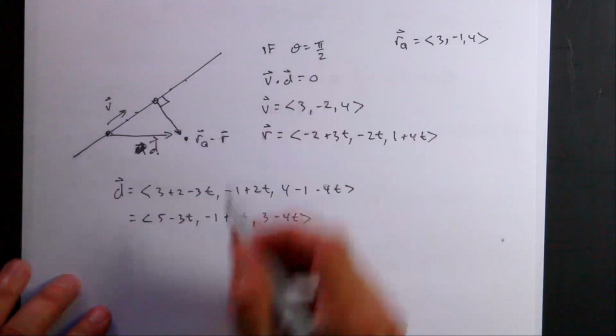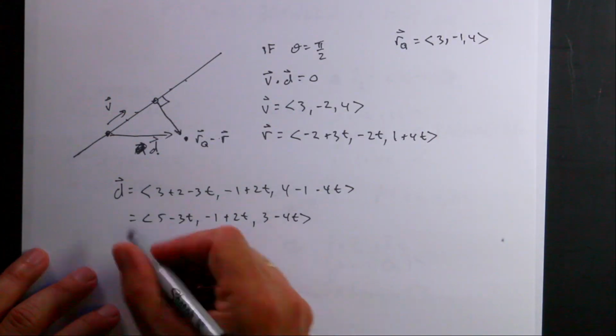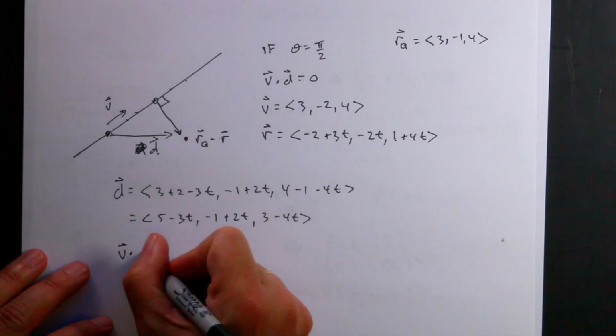So it could be anywhere along there because I could have any value of t. Now let's say v dot d.